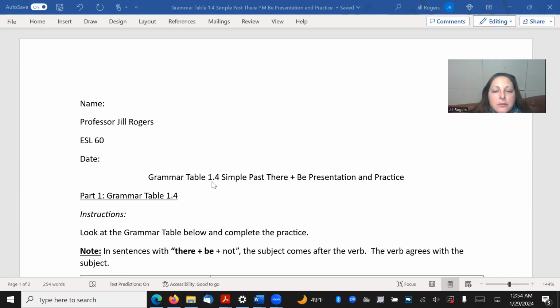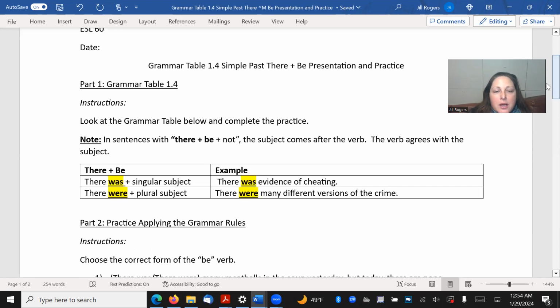So this is Grammar Table 1.4, Simple Past There plus be, presentation and practice. So we already know the simple past tense of the be form, and now we're just going to practice it with there. So it's really not too difficult of a concept. Remember, simple past of be is was when it's singular.